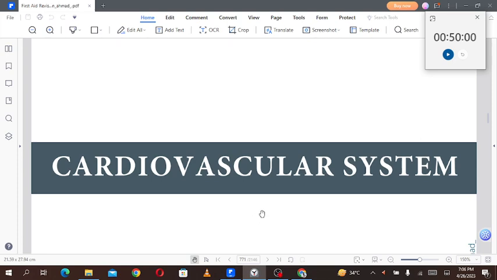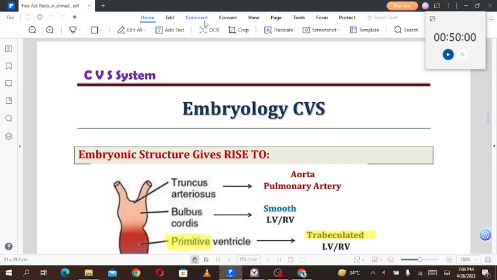Bismillahirrahmanirrahim. Today we are going to start with the CVS sessions. Let's get straight into it. So we'll start with the CVS embryology.